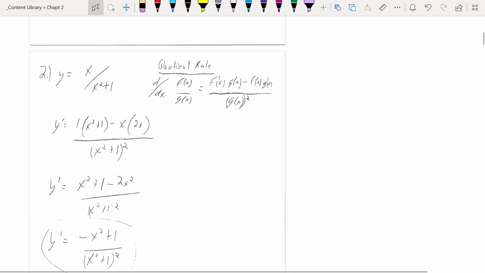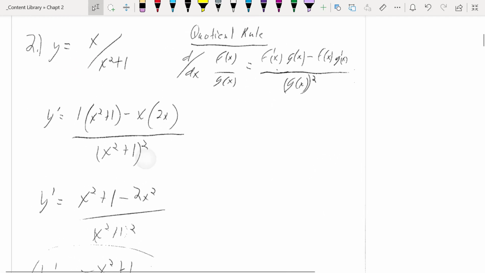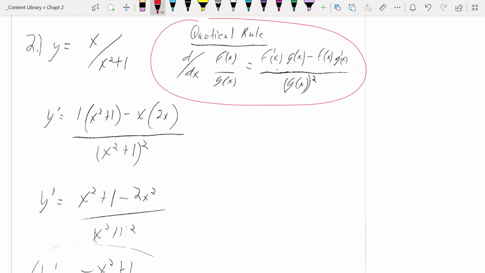On problem number 2, the directions just say differentiate the following equation. Well, to differentiate this equation, y equals x all over x squared plus 1, I'm going to have to use what's called the quotient rule. You use the quotient rule whenever you have an equation divided by an equation, which is exactly what I have.